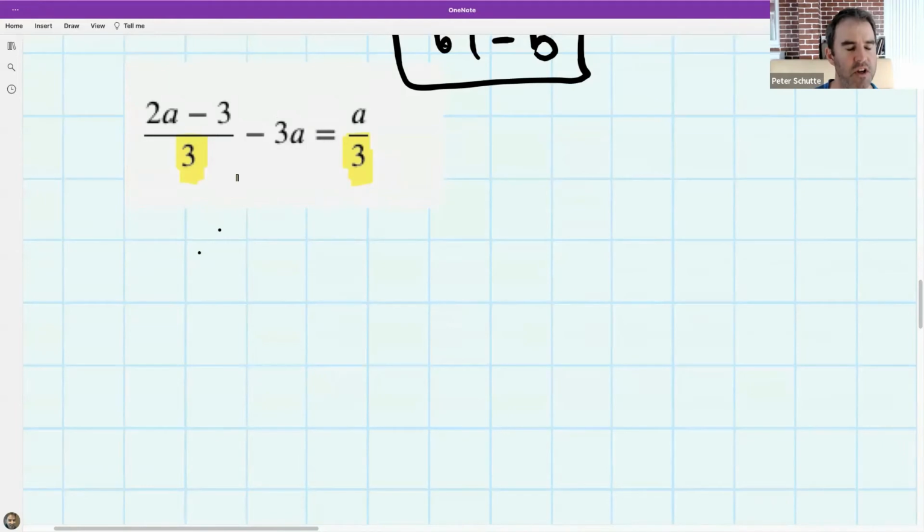Okay, so give it your best shot. How would you begin to solve this equation? And the key word would be solve for A. So in your exam, it would say solve for A.